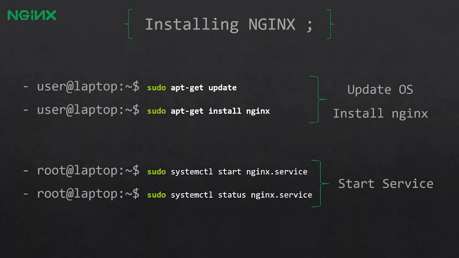Now that we've covered the benefits of Nginx, let's take a look at how to install it. Installing Nginx is relatively straightforward on most Linux distributions. You can use a package manager to install the Nginx package. In the first section, we update the OS, then install Nginx with the apt package manager. In the second section, we start the Nginx service so that Nginx starts automatically after the next reboot, then show the status of the service.